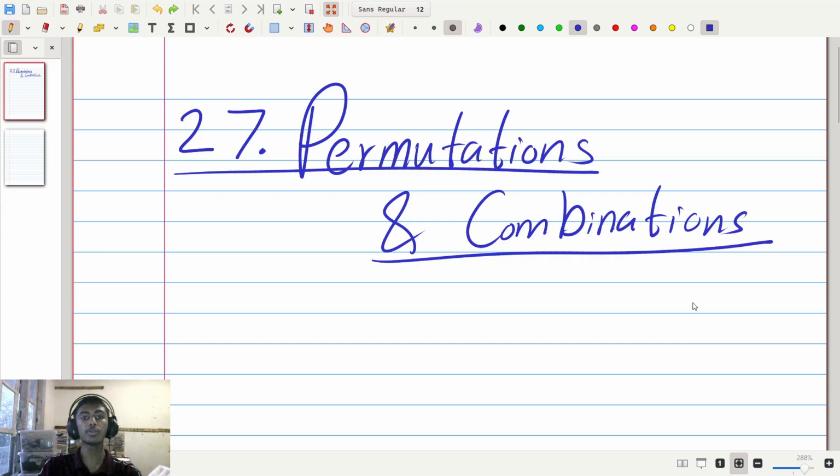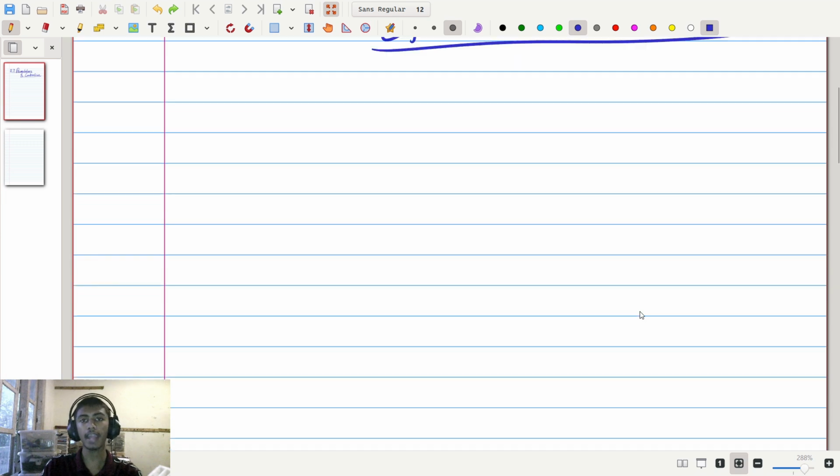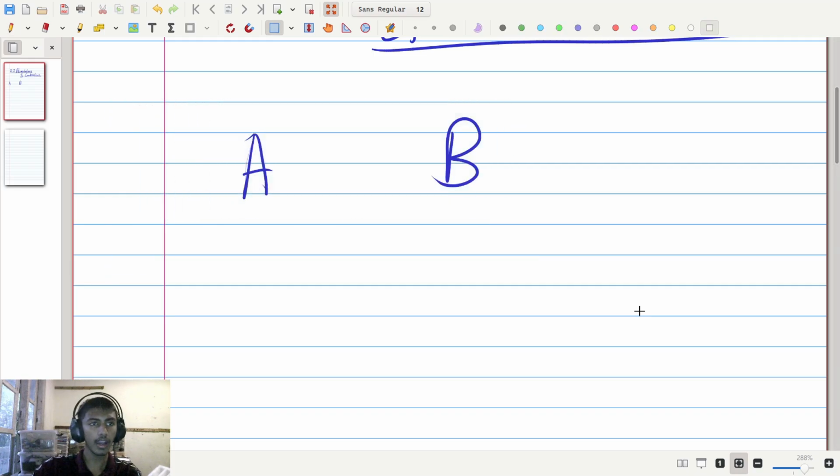applications. To start off with this lesson, we need to talk about something which is very fundamental, and due to that it's known as the fundamental principle of counting. The fundamental principle of counting states that if you have two events, which I'm going to call, let's say, event A and event B, and they are independent of each other, meaning that the outcome of A does not affect the outcome of B.